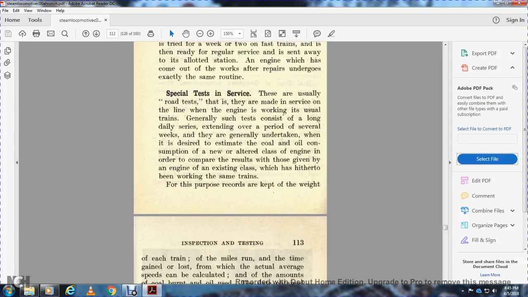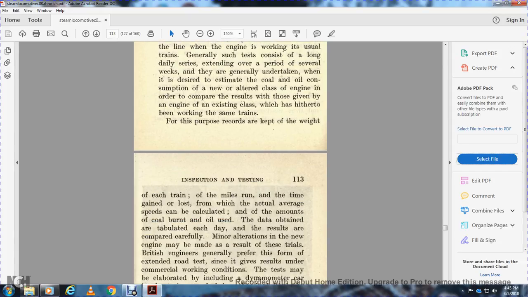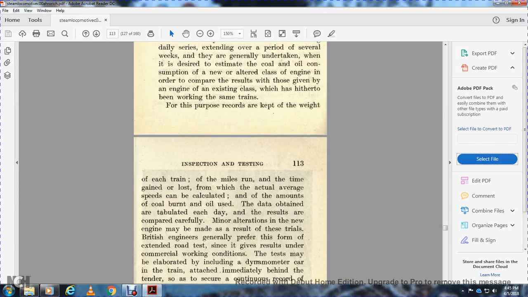For the purpose of the records, the weight of each train, the miles run, and the time of gain and loss are kept, from which the actual average speeds can be calculated, together with the amounts of coal burnt and oil used, the data being tabulated each day. The results are compared carefully, and minor alterations of the new engine may be made as a result of the trial. British engineers generally prefer this form of extended road test since it gives the results of commercial working conditions.